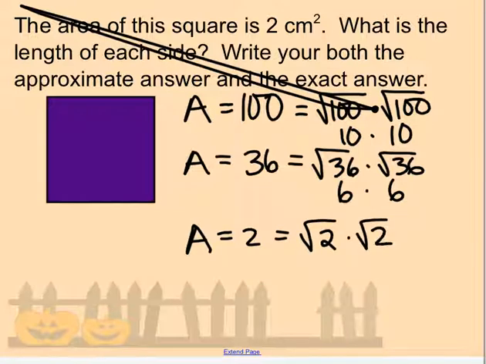Okay, and one way that I can actually check myself is when we have radicals multiplied together, we can multiply the insides together, the radicands, to get the square root of 4. And we know that the square root of 4 is 2. So that works. Our side lengths are the square root of 2 and the square root of 2. So a couple different ways to go about that one.